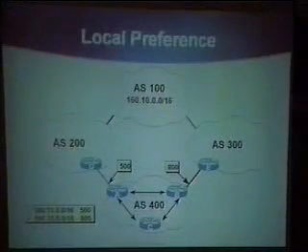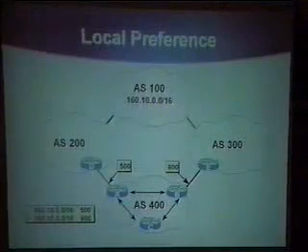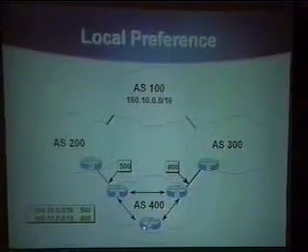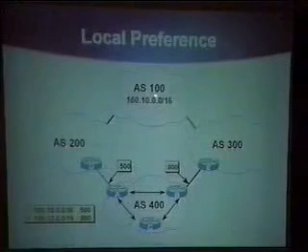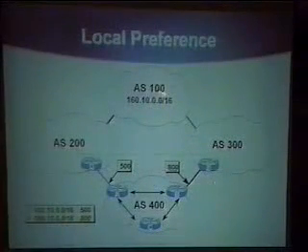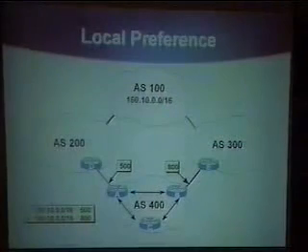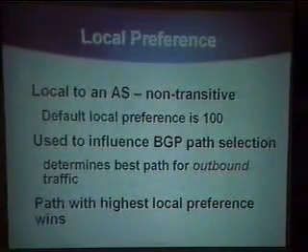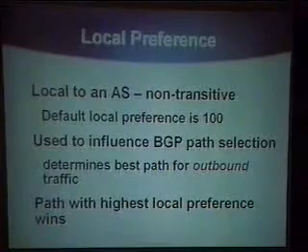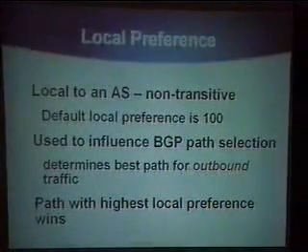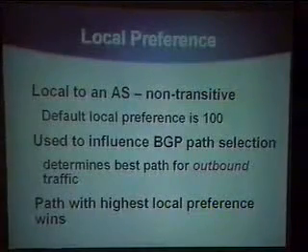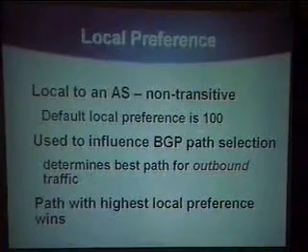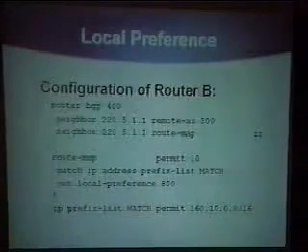Highest local preference wins. Okay, it's really important to remember that. Highest local preference wins. So we're setting 800 here and 500 there. He's saying he wants traffic to go out of his network to 160.10/16 via this path. Okay? So local preference determines how traffic will flow out of your network. Local preference is local to an AS. It's a non-transitive attribute. The default is 100. It's used to influence the BGP path selection, as I said, for outbound traffic. And the path with the highest local preference wins.